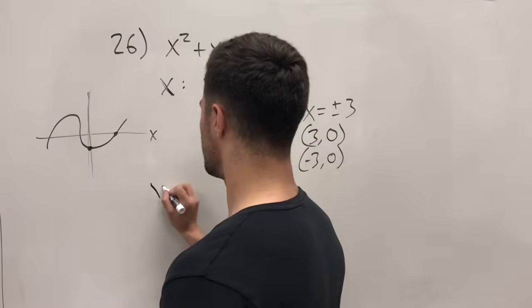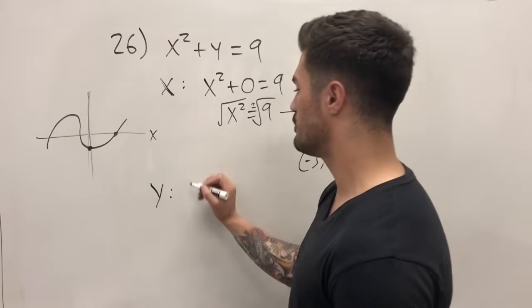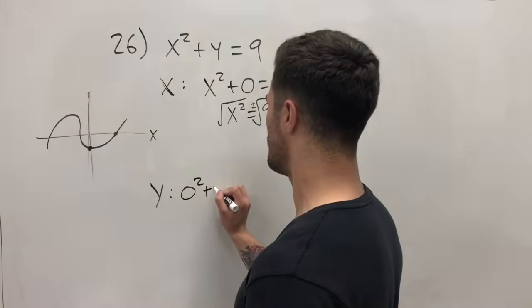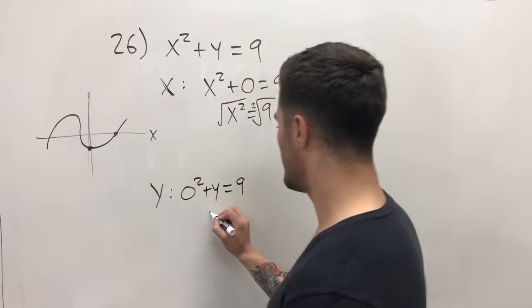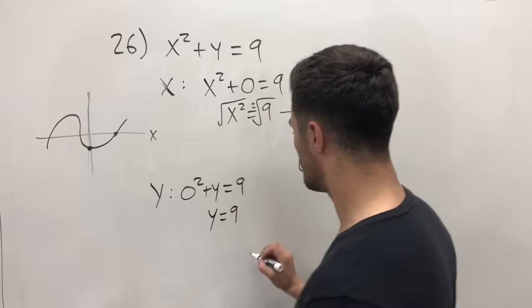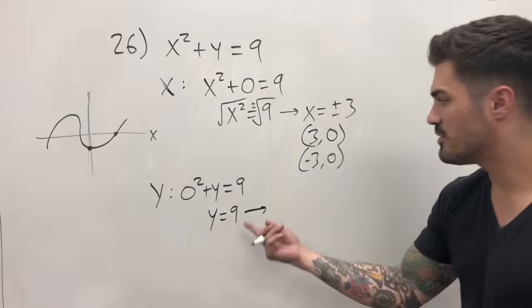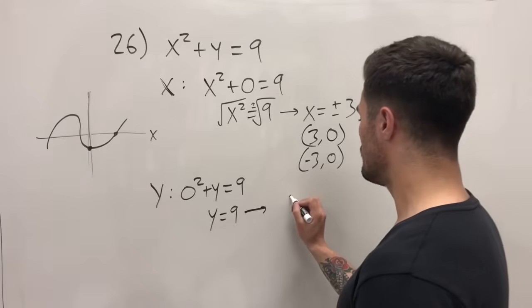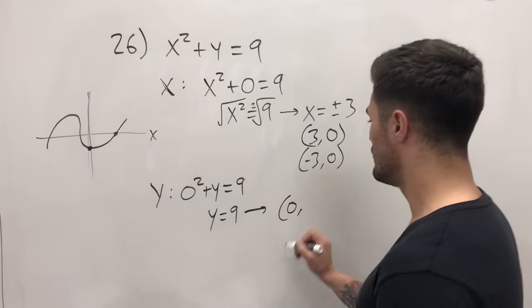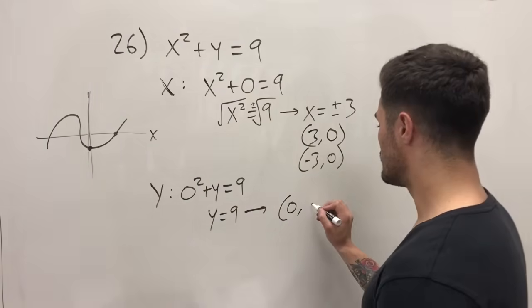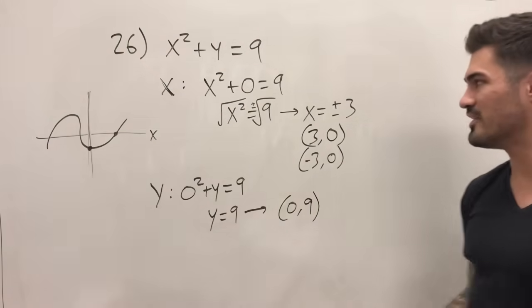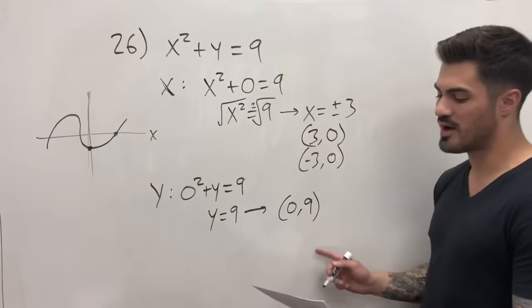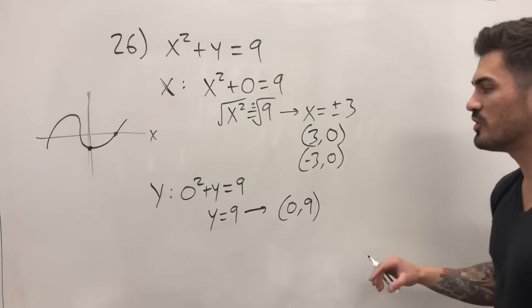So for the y-intercepts, I do the same thing, but I plug in 0 for x. I get 0 squared plus y equals 9, which is just y equals 9. I've already solved for it, right? Not much work needed. So I plugged in 0 for x, so I know my x is 0, and I got y equals 9, so I know my y is 9, and this is the point of my y-intercept. So I have 2 x-intercepts and 1 y-intercept, and these are the points.